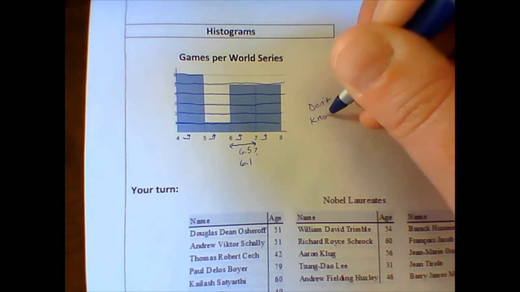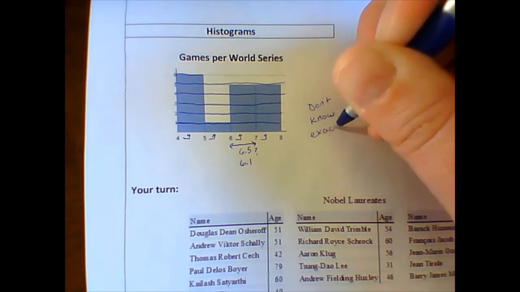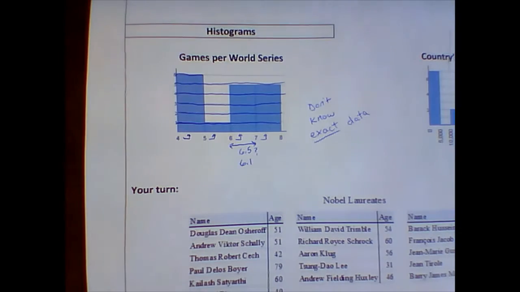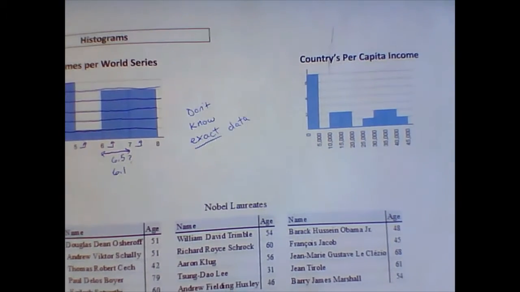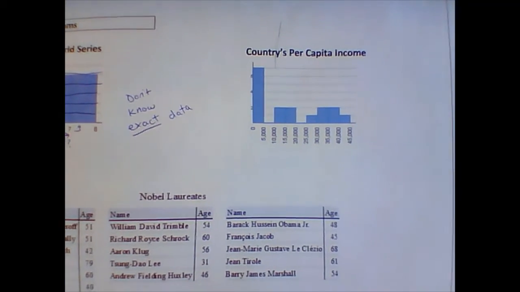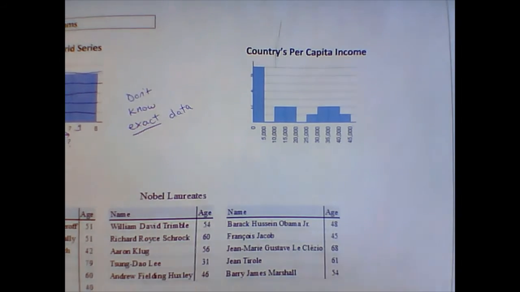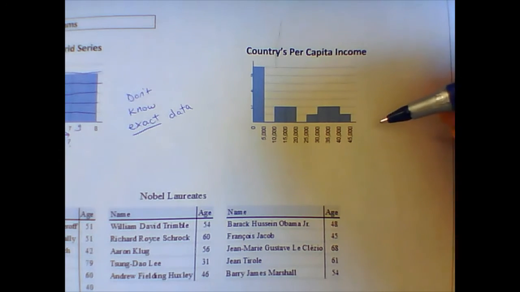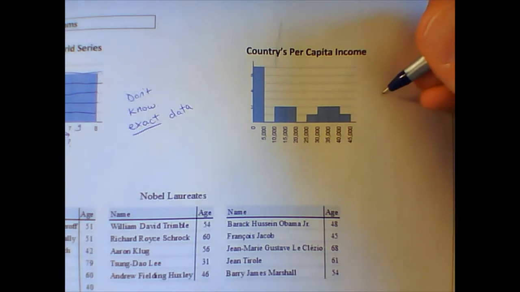So you don't know what the exact data value was. You cannot recreate the table from a histogram the way you can from a dot plot. So in that instance, it's not an exact replication of the data. And it's a little bit easier to see what's going on in this one because half a game of baseball is kind of a strange thought. It happens, but it's not quite as common as, for example, money.